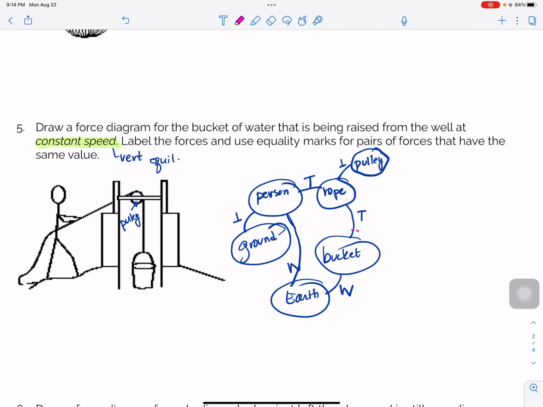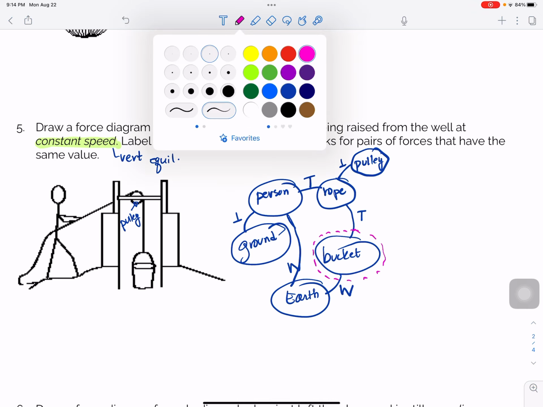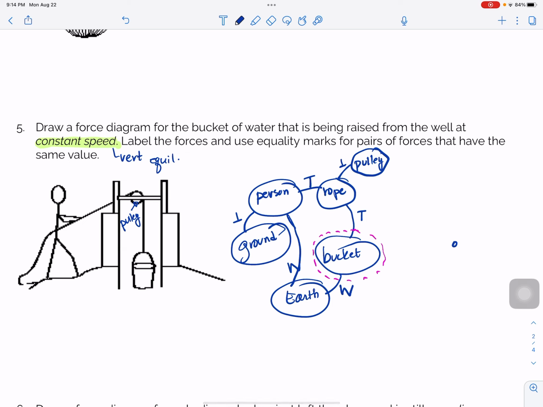We are looking at the forces on the bucket. So we draw our boundary. We've got a dot representing the bucket. And how many forces or how many interactions do we have with the bucket? Only two. We've got weight going down. We know that it's an equilibrium, so that means the tension going up has to be the same. And I've got a pair of forces that are the same length, so I'm going to put on congruency marks.